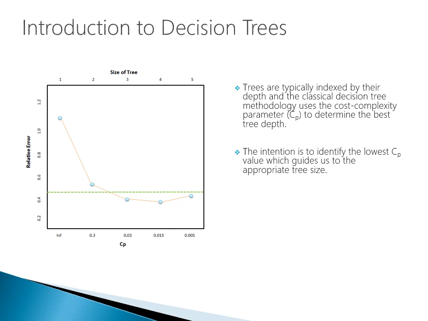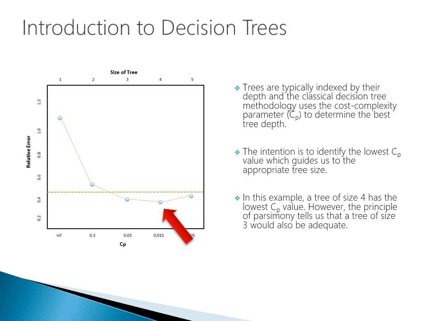If we're looking at this graph here, the size of the tree is at the top, and each point corresponds with a tree of a certain size at a relative CP level. In our example, a tree of size 4 has the lowest CP value. However, the principle of parsimony tells us that a tree of size 3 would also be adequate.